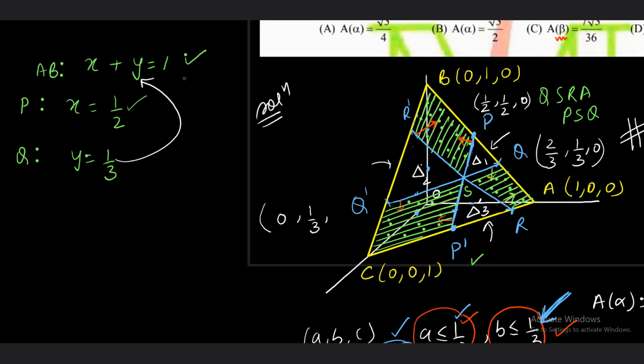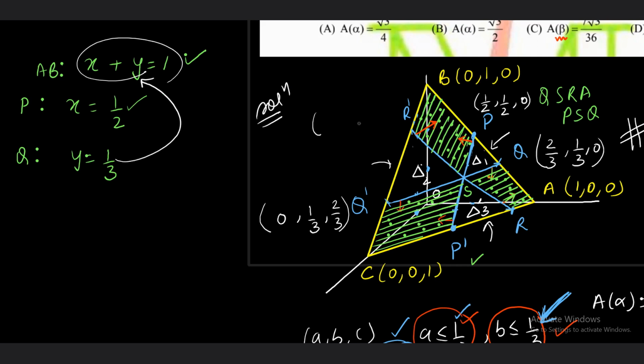So for the z coordinate, almost a similar equation is going to be formed. In BC it will be y plus z is equals to 1. So when you keep y as 1 by 3, z automatically turns out to be 2 by 3. That is, it is a simple calculation. You don't have to write down the equation of the line in the 3D form. It's not at all required. Okay. You can find R dash also.